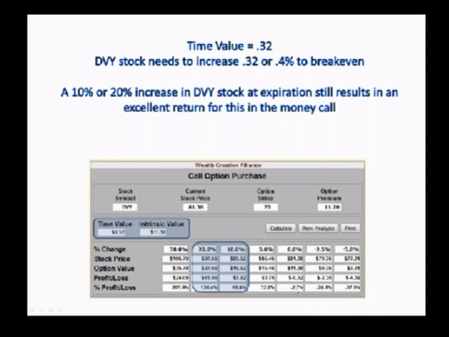We can see that if the DVY was up 10% at expiration, this trade would produce a profit of 66% with a 10% move in the underlying stock. A 20% move in the underlying stock would be a 136% return. So even though we deleverage the option a little bit by selecting an in-the-money strike price, these are still good returns if the underlying stock goes up in price. These are good returns for this option trade.